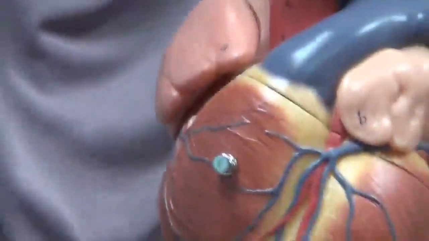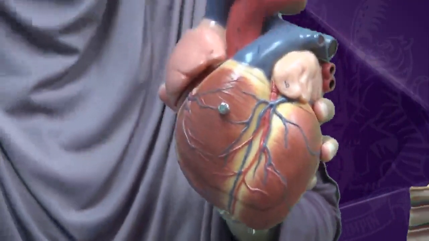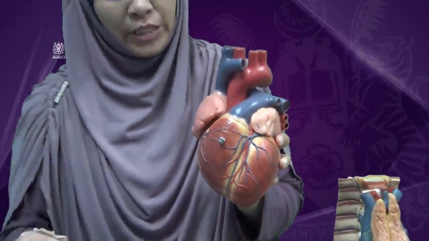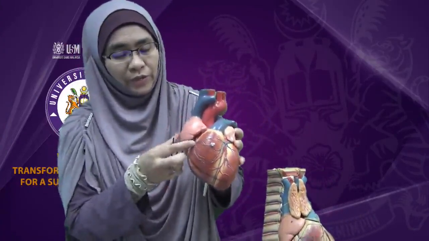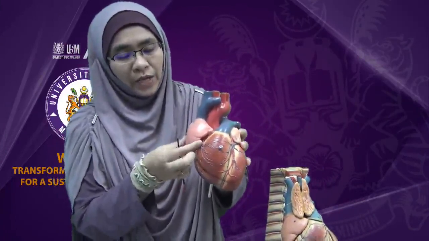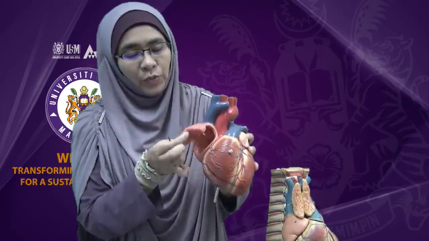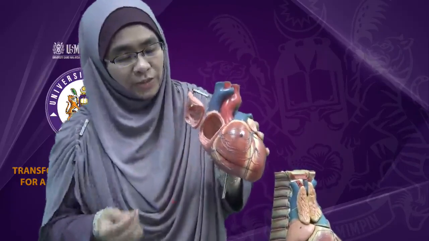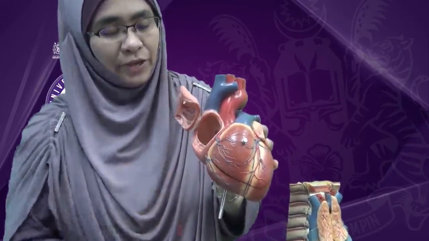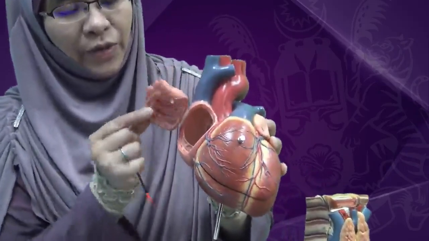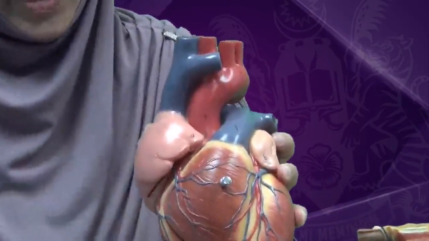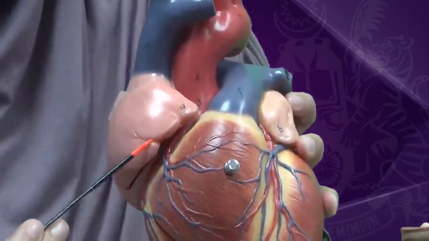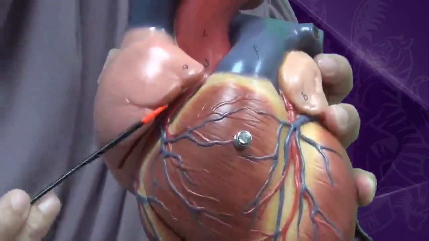Let's discuss the external and internal features of each chamber. Let's concentrate on the right atrium first. If you open the right atrium like this, you can see lots of structures inside. But before that, externally, there's one important structure that you must know, which is this structure here. This is called the right auricle.